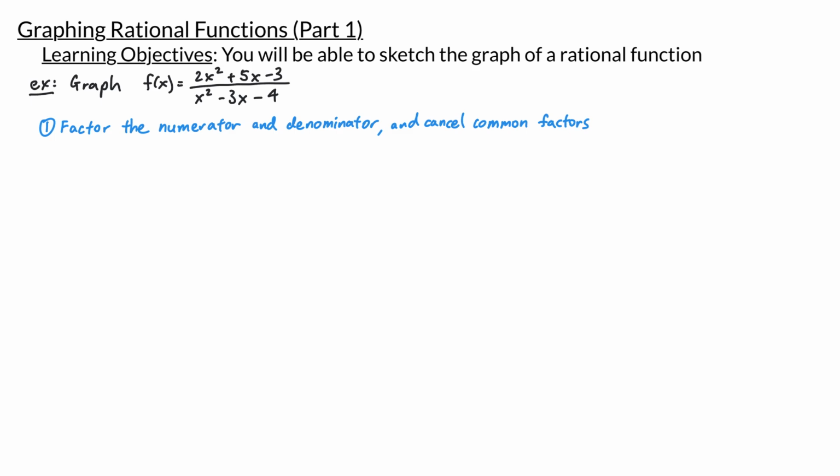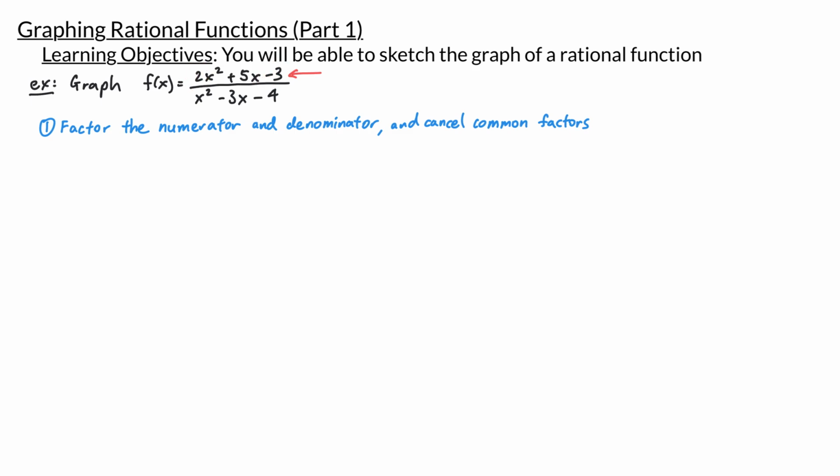The first thing we'll want to do is to factor the numerator and denominator of our rational function. And then, if there are any common factors, we want to cancel out those common factors. Let's start by factoring the numerator. Since we have a 2 in front of the x squared, we're going to need to factor this by grouping. So first, let's come up with two numbers that multiply to the product of the first and the last number.